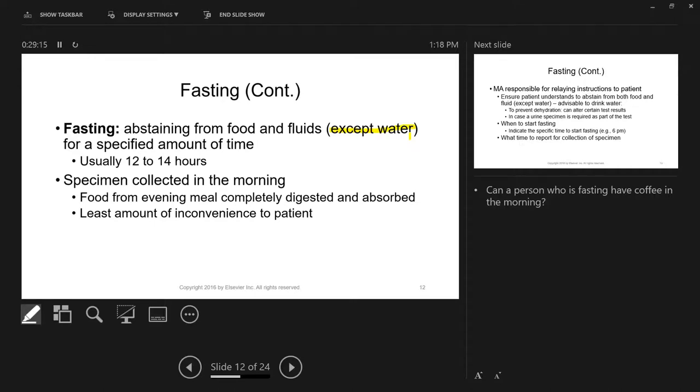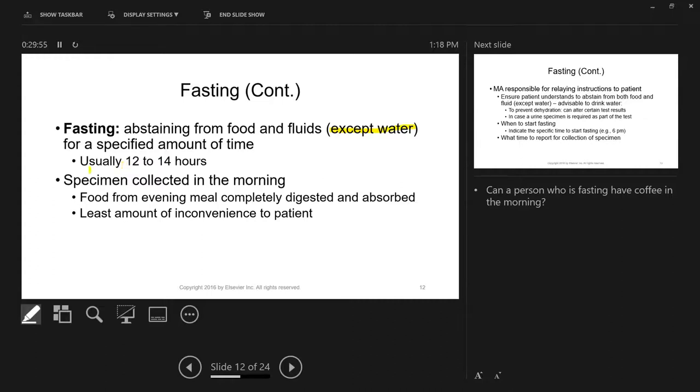It might depend on why the test is being run, but in almost any case, water is going to be allowed. You're going to want them to make sure they drink water. Dehydrated people have very hard to find veins. I do not like when I get a dehydrated fasting person come in and I've got little mush for veins and I can't poke at a vein and get it to become engorged. It's much harder. Plus, you want them to be hydrated. People shouldn't be dehydrated. They shrink and they harden, which makes them harder to find.